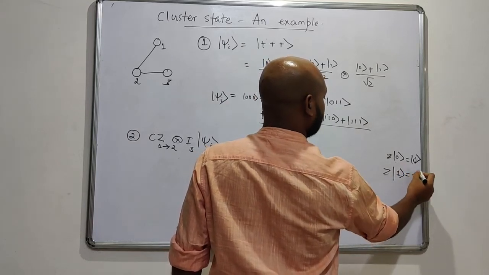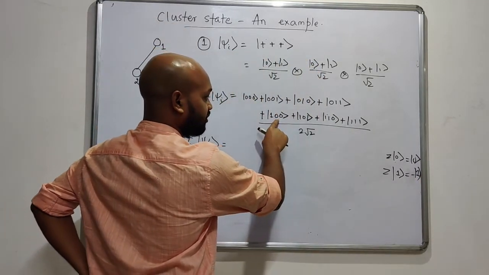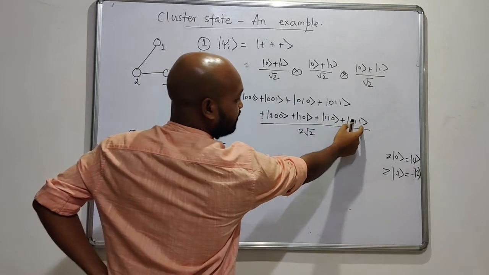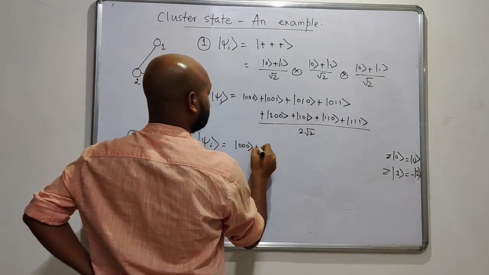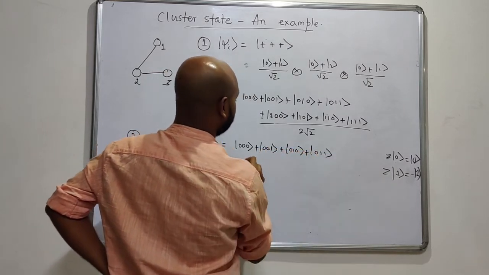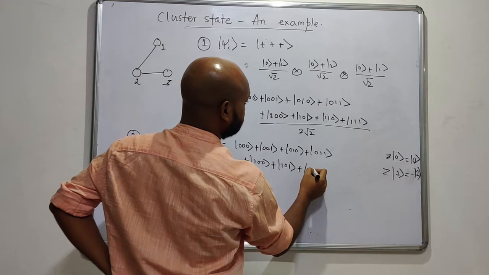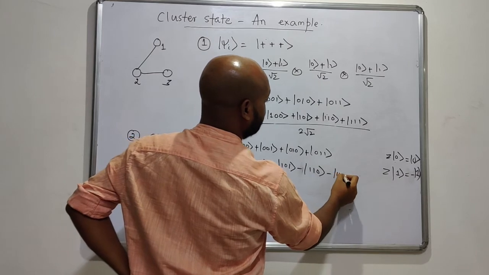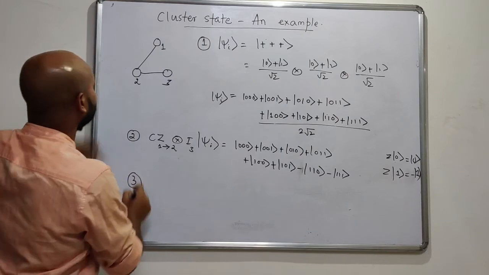Nothing happens to the states with first qubit 0, but the state 110 gets a minus sign and 111 also gets a minus sign. So my result becomes 000 plus 001 plus 010 plus 011 plus 100 plus 101 plus, sorry, there's a minus now, 110 minus 111. And so these two are linked.